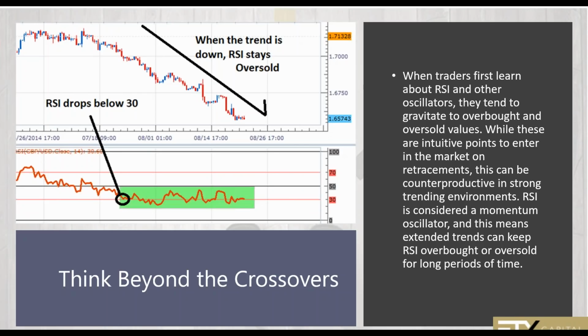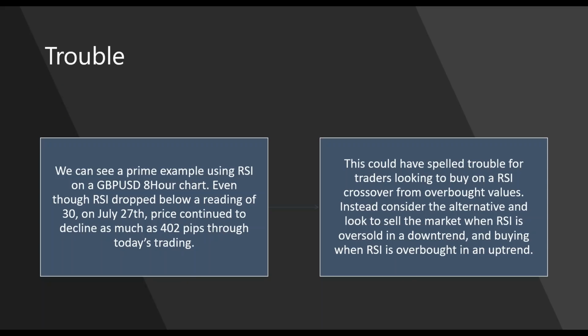But you need to think beyond just crossovers. You need to think beyond 70 and 30. You need to learn how this oscillator is talking to you. So when traders first learn about RSI and other oscillators, they tend to gravitate towards overbought and oversold values. While these are intuitive points to enter into a market on retracements, this can be counterproductive in strong trending environments. RSI is considered a momentum oscillator, and this means extended trends can keep RSI overbought or oversold for a long period of time.